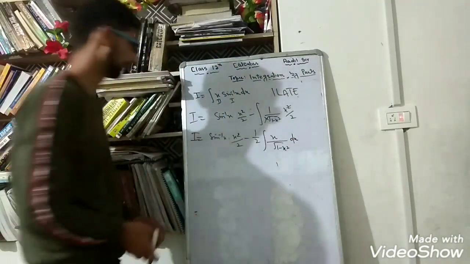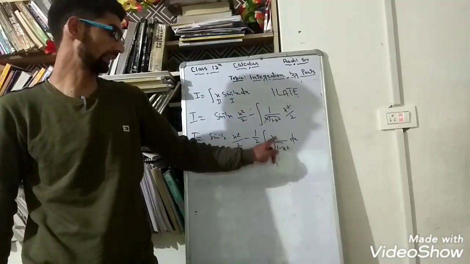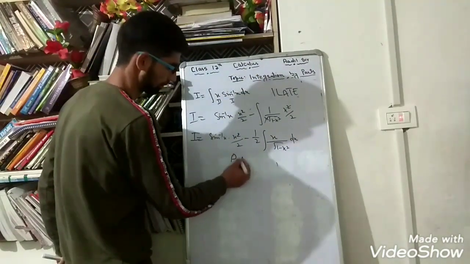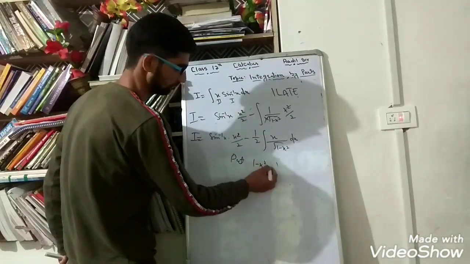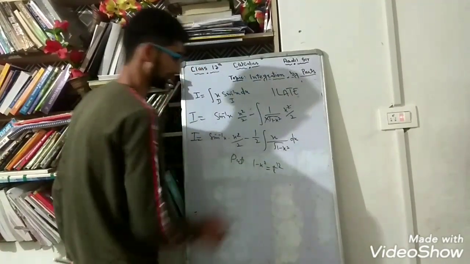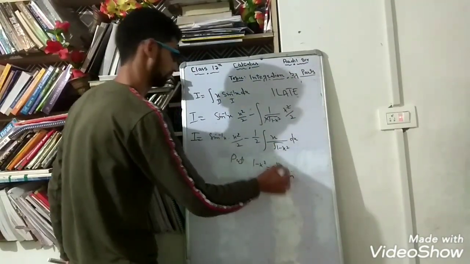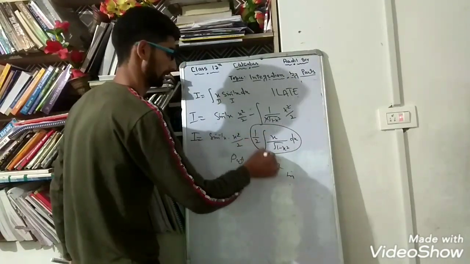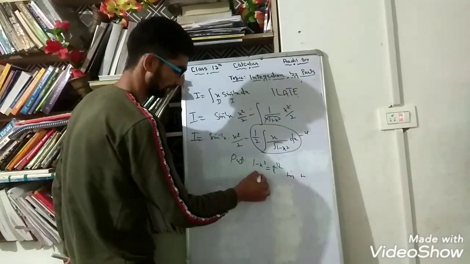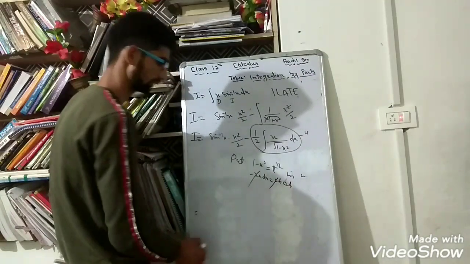Now here it is easy. You can put 1 minus x squared equal to t squared. Then you will get minus 2x dx is equal to 2t dt.